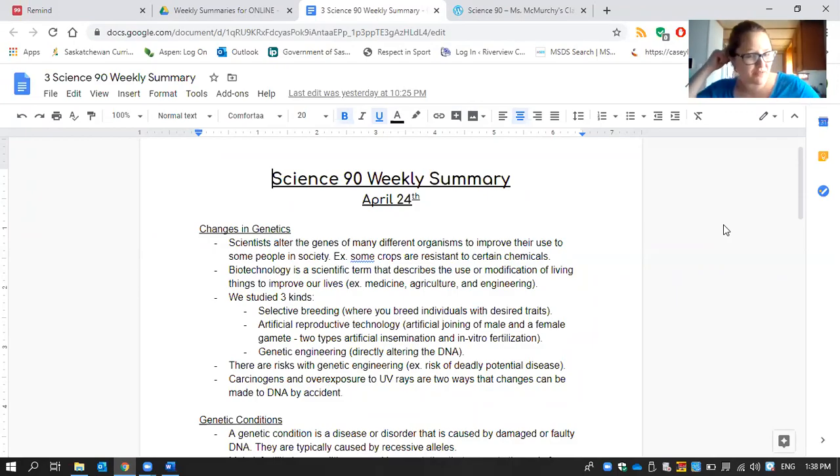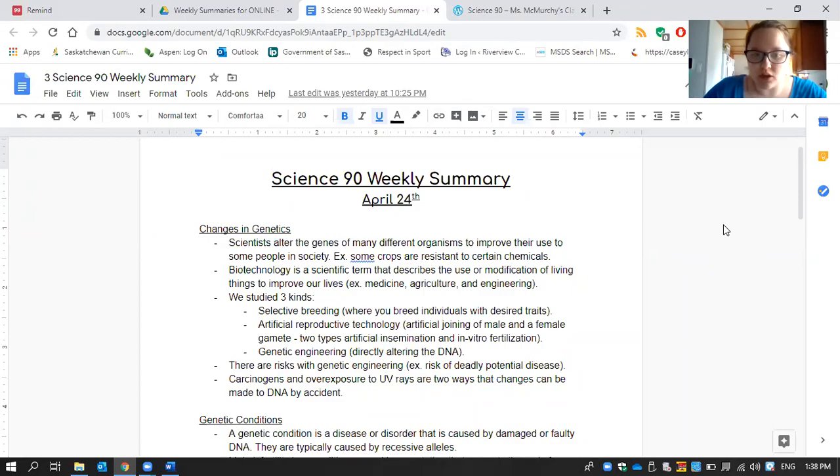We looked at three specific types of biotechnology. The first one was selective breeding, where you select the two parents that have some sort of desired trait, and hopefully when they mate, they produce that desired trait as well. For example, you might be looking at livestock, or a certain breed of dog or a horse, that sort of thing.